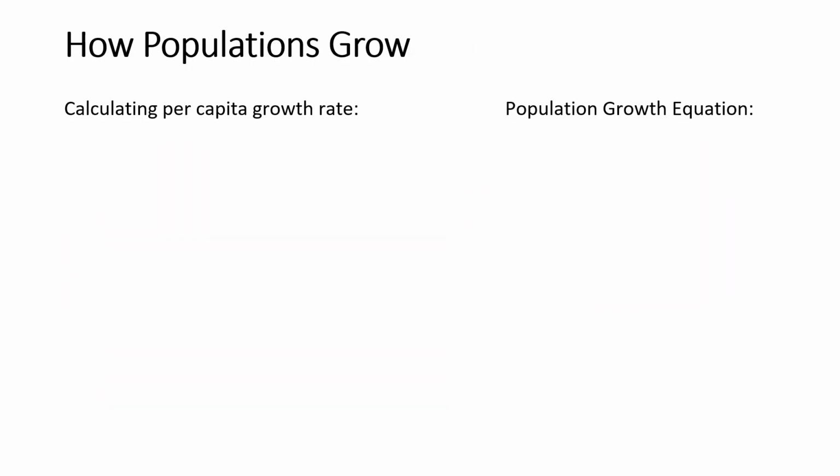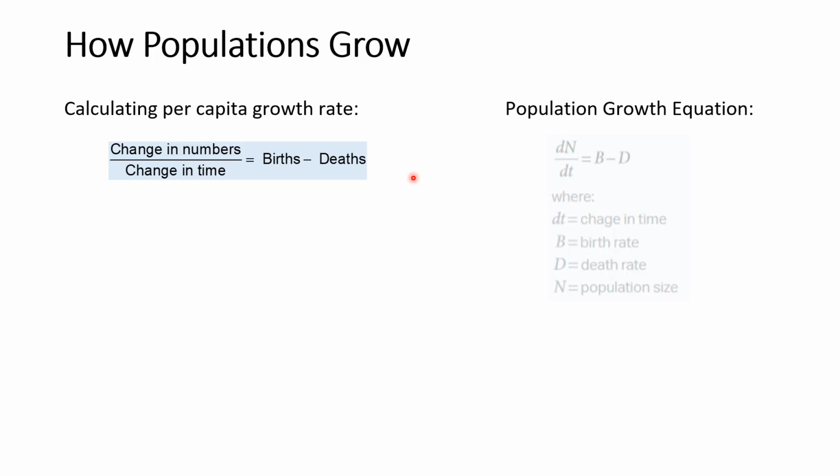Now let's talk about how populations grow. The simplest way to look at this is birth rate minus death rate. So the change in numbers, your population, how many individuals are in a population over a given time, is going to be equal to the number of births minus the number of deaths. But it is rarely that simple.